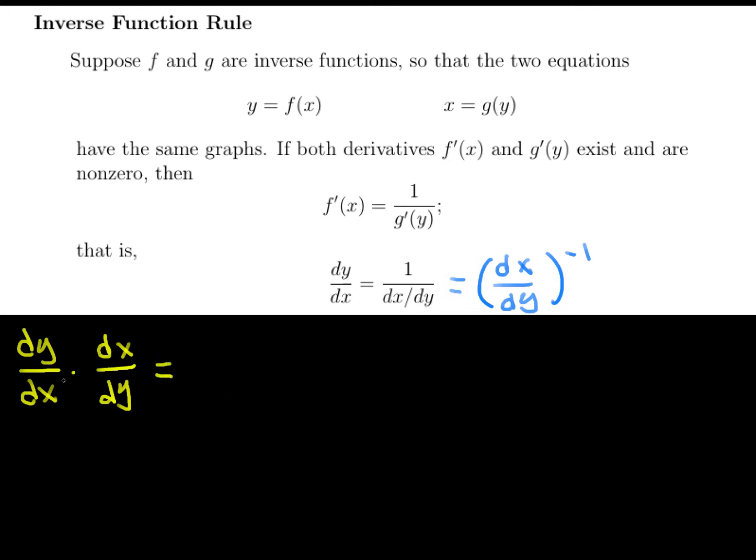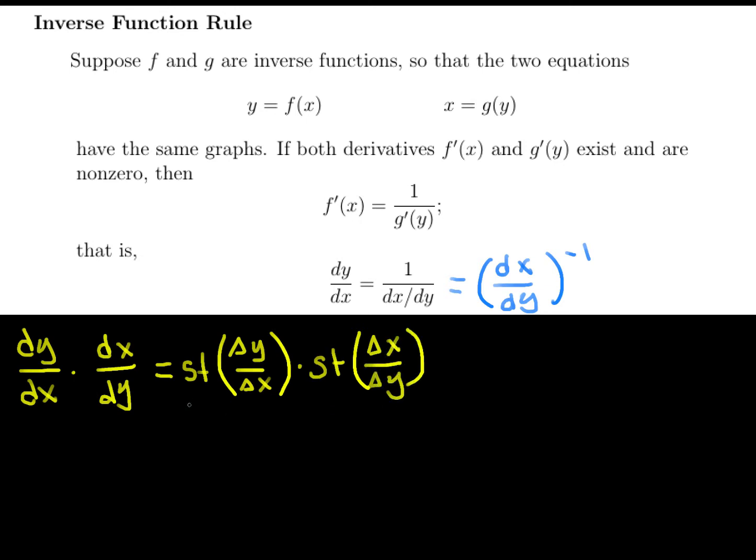It all comes from the standard part. So remember, dy/dx is the standard part of the change in y over the change in x. That's what dy/dx is. And dx/dy is the standard part of the change in x over the change in y. Now, because standard part distributes across multiplication, I could also factor it out, rewriting this as the standard part of change in y over change in x times the change in x over the change in y.